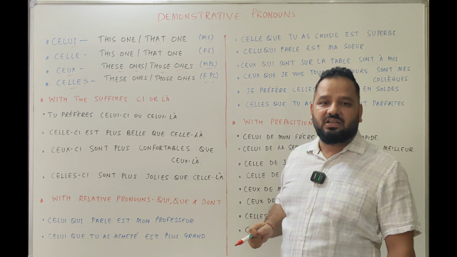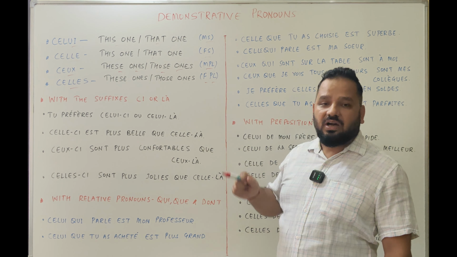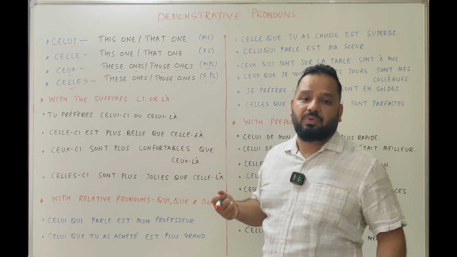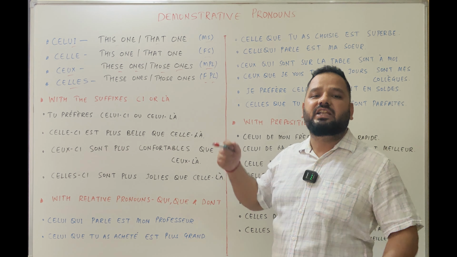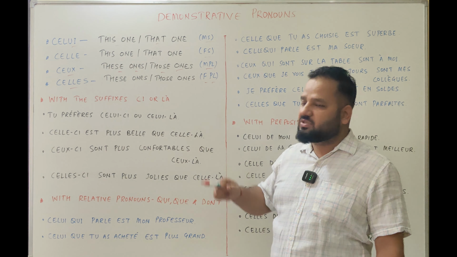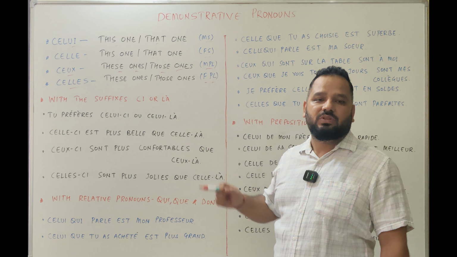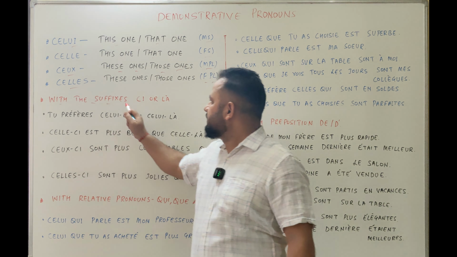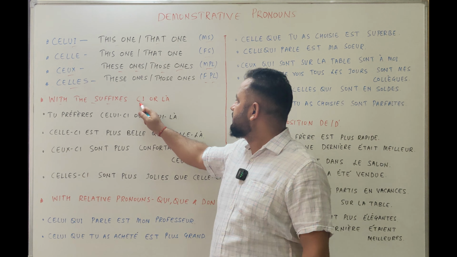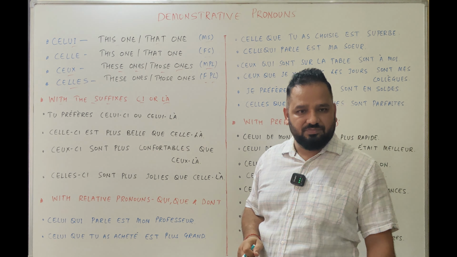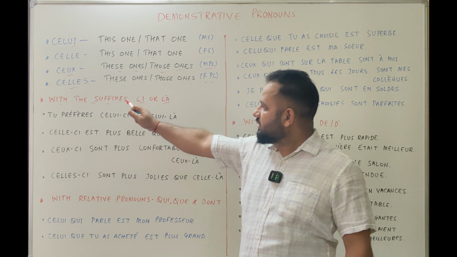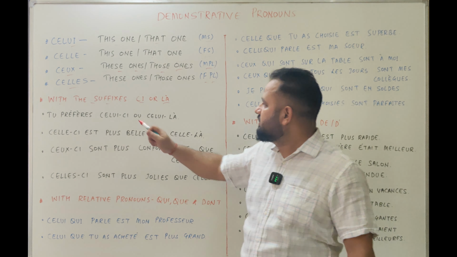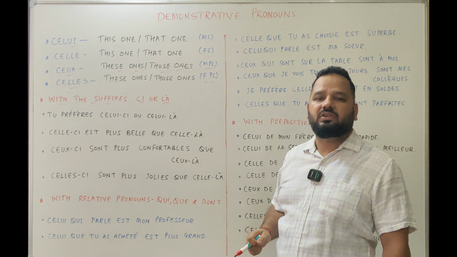But all these demonstrative pronouns come with some suffixes, some prepositions. We need something additional to use them, which I will discuss with examples. First, they come with the suffix ci or là. We can use all these demonstrative pronouns with the suffix ci or là.